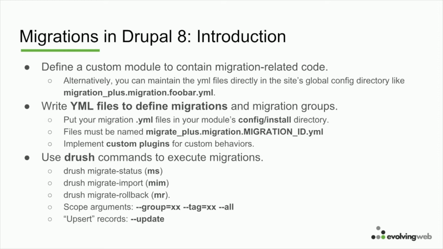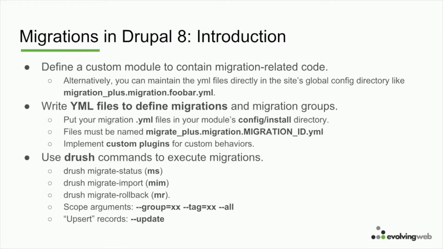So these are some very handy commands that you might want to know if you want to use migrations. The first one is drush ms, or migrate status, which shows you a status of all the migrations that you have, how many records imported, how many pending, and so on. And the second one is drush mi, which has now become drush mim, and which lets you import a particular migration.